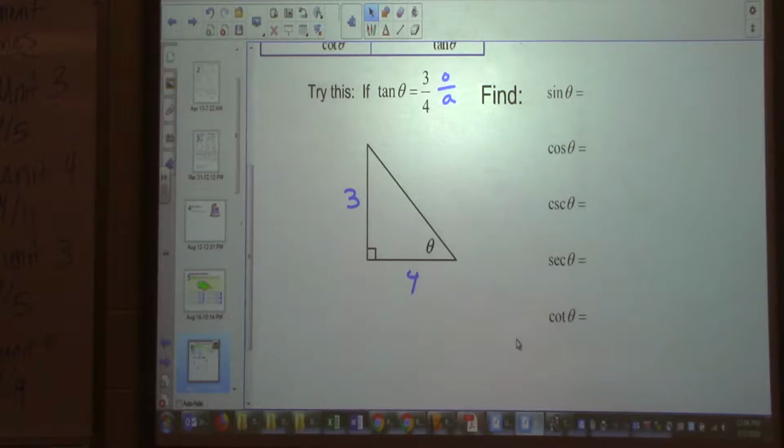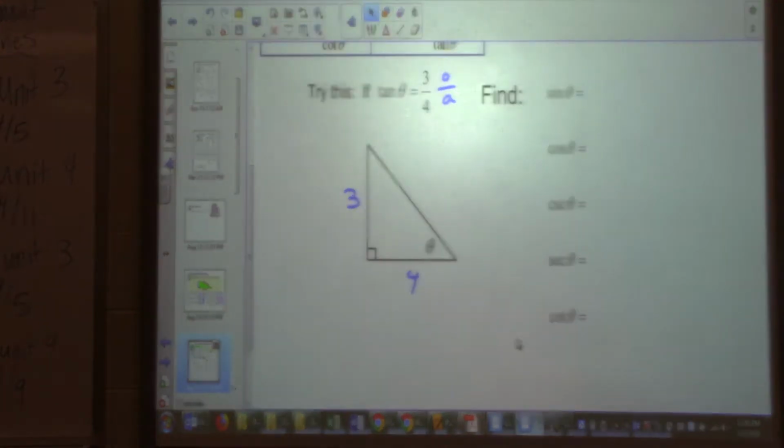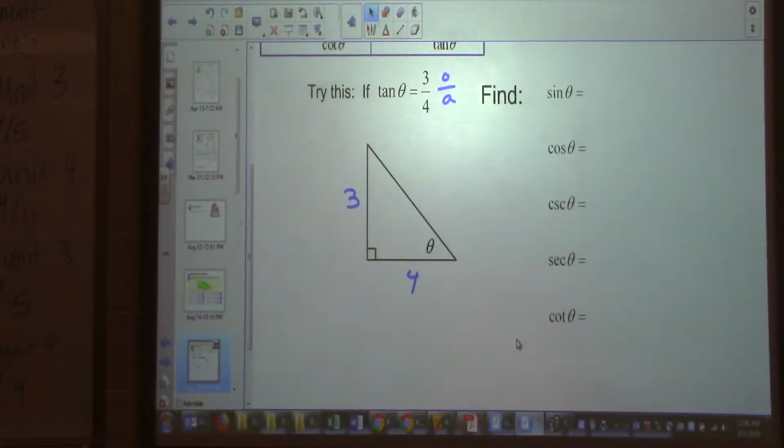So how are you going to find that third side? What are you going to use? Pythagorean theorem. Good. So find that third side. Then you know, use your opposite, hypotenuse, and adjacent. Use your 3 sides to make your 5 trig functions.